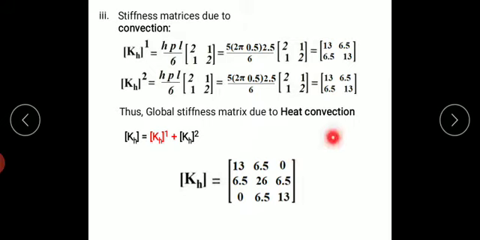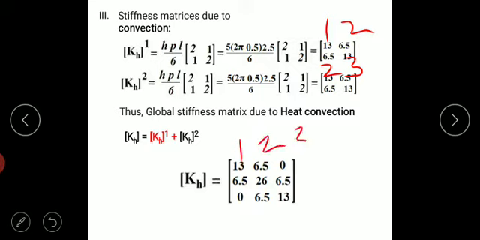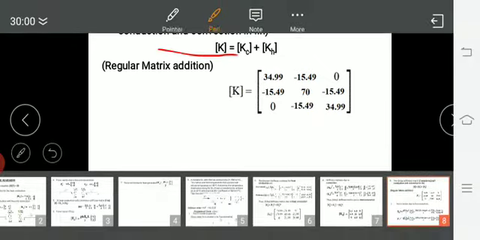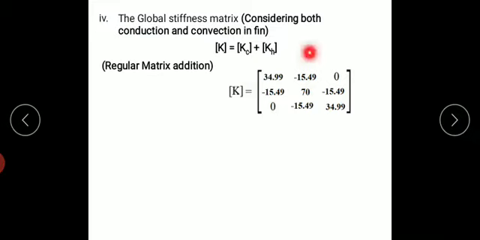So here also same thing: I need to consider node 1, node 2 for the first element, node 2, node 3 for the second element. So in the final global matrix I'll get nodes 1 to 3. Okay, fine. After this, what is the next step? We need to get the global stiffness matrix for the total fin. Till now we have considered the global stiffness matrix with conduction and with convection. Now I am going to add these two matrices.